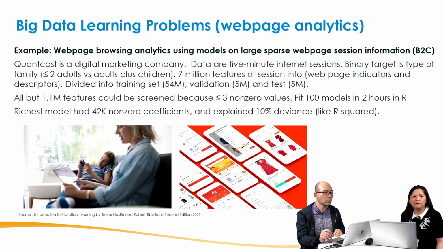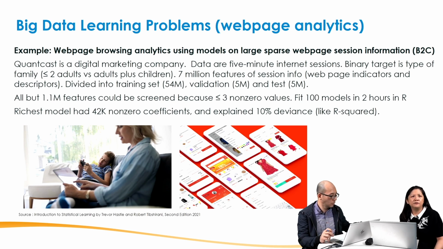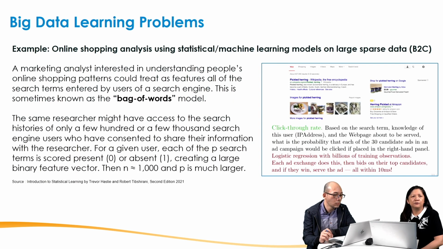One example is web page browsing using models on large sparse web page sessions. For example, if we are interested to find out what kind of web pages families or individuals are interested in browsing, there will be many features which are web page indicators and descriptors. In this example, there were 1.1 million features of session information, which could be screened down to a smaller subset, and we could fit the models. In this example, the richest model had about 42,000 variables, and had a good fit as well.